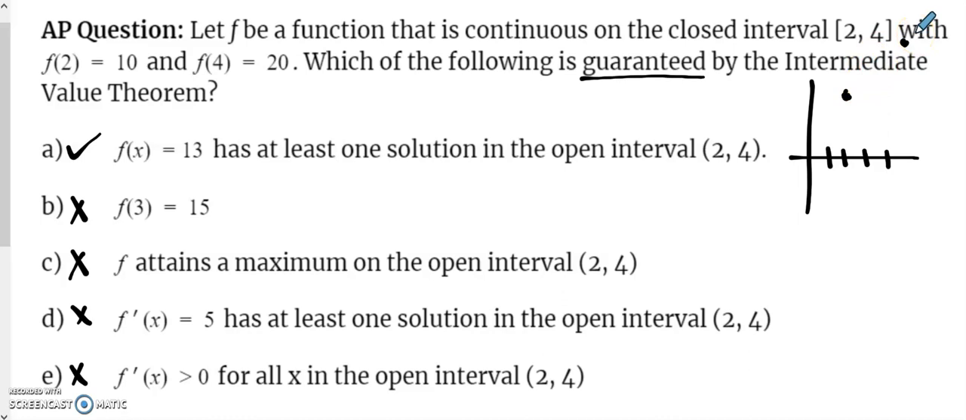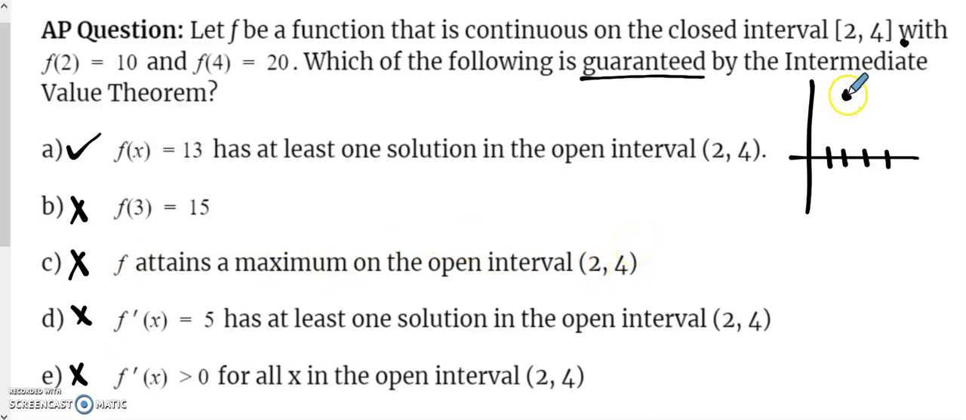All I know about this is that the function is continuous. So anything that deals with f prime is garbage from the beginning, because we don't know that this function is differentiable, so how do we even know that the derivative exists? We don't.